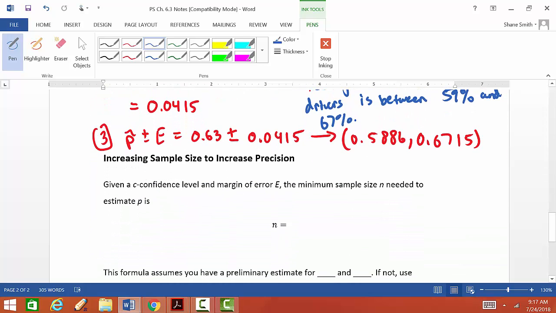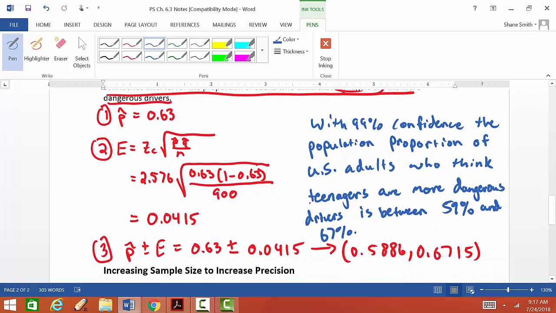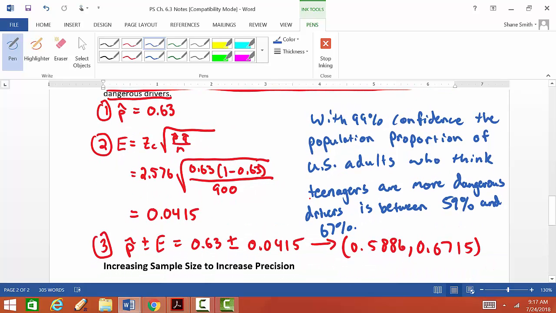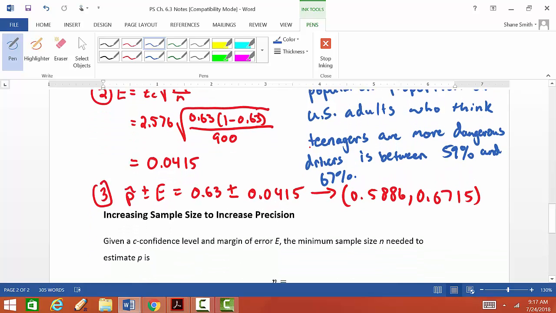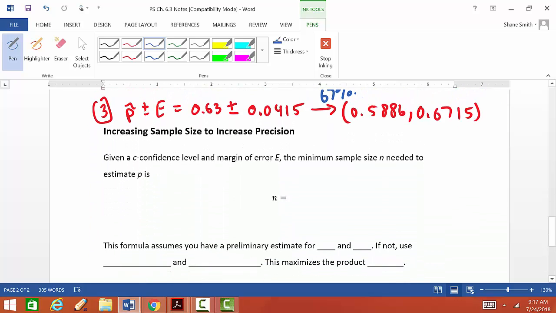All right. The last thing I want to talk about is finding sample size or increasing sample size to increase precision. So you might recall from section 6.1, we took the margin of error formula in section 6.1. We took the margin of error formula and we manipulated it to get this. So we solve for sample size.